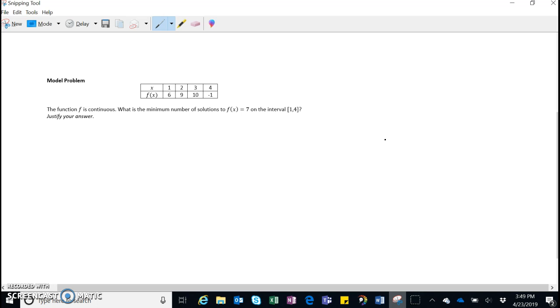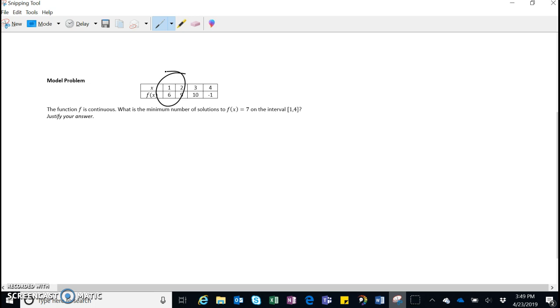Justify your answer. So basically what this is communicating to us is that I have a function that's continuous, which means I cannot pick up my pencil as I move from one point to the next given in this data table. So if my first point is expressed as 1, 6 and the second point is 2, 9, just visually speaking, in order to get from 1, 6 up to 2, 9, I'm going to have to cross 7 in between those two outputs. As I keep moving, the next point's at 3, 10. So based on this data alone, it would appear as though I go up a little bit more to get to 10. It's not guaranteed I would cross 7 again.